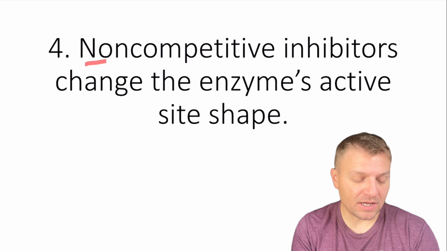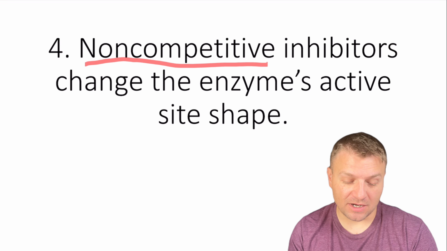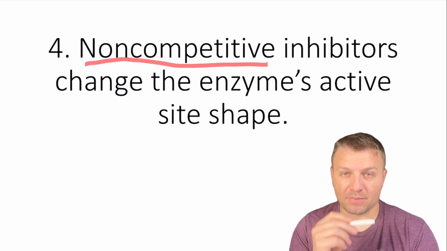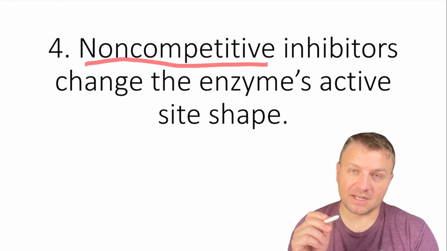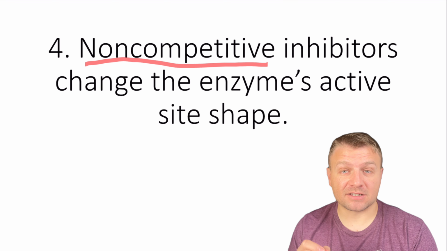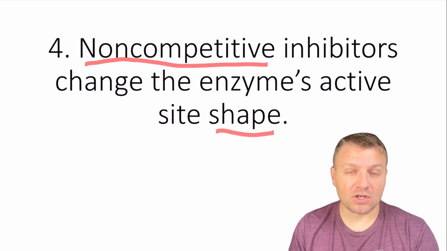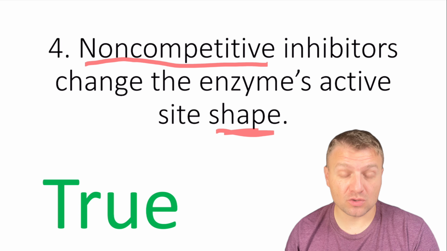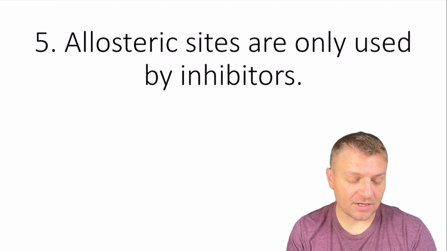Number four, non-competitive inhibitors change the enzyme's active site shape. So again, non-competitive is another name for allosteric. This is when the inhibitor binds to a site away from the active site, and it's actually going to change the active site's shape, which makes it not bind with the substrate. So this is true.